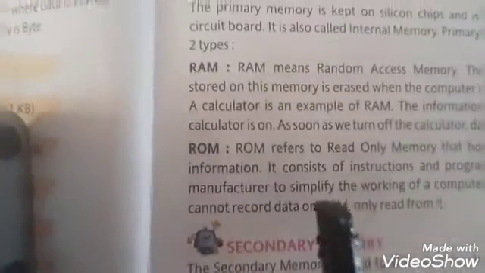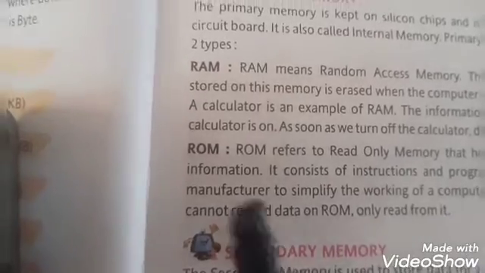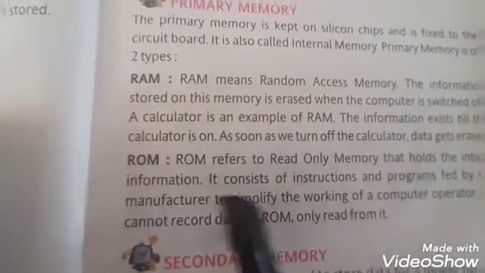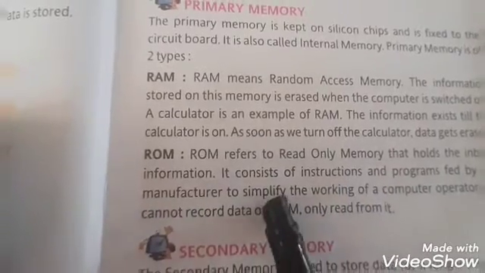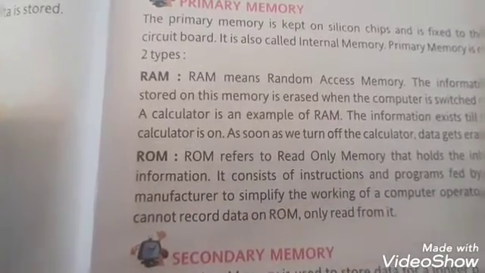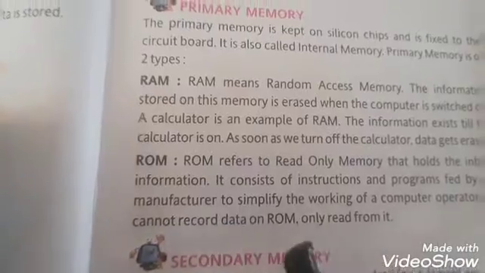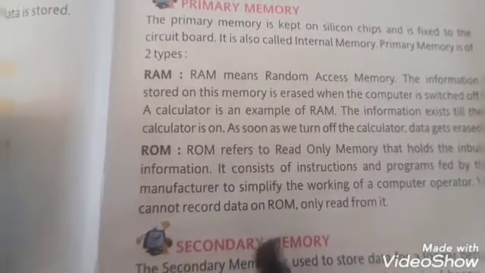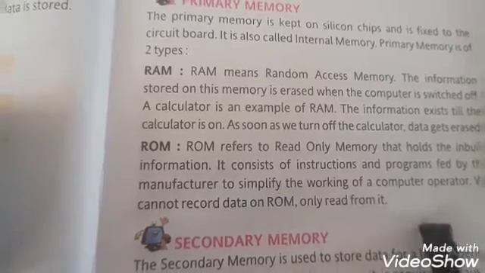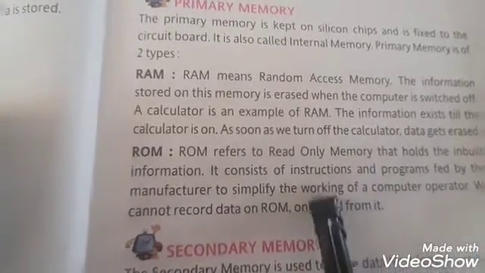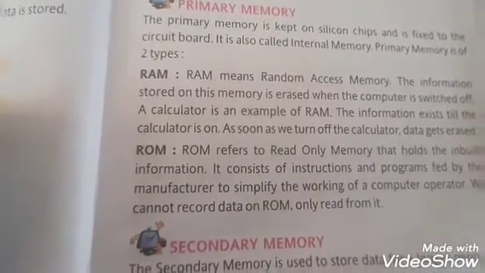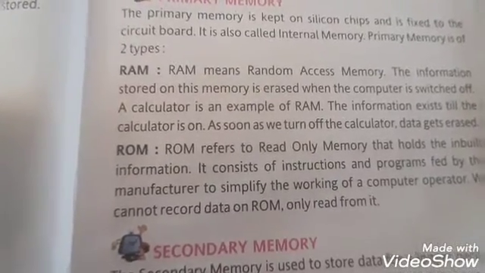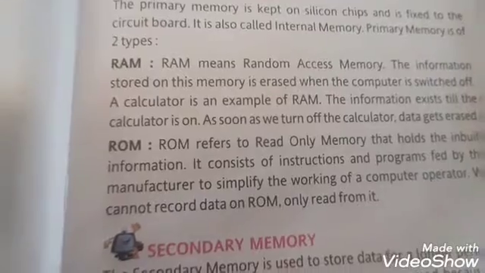Now ROM. ROM refers to read-only memory that holds the inbuilt information, which means whatever the information of the system is, it is in the read-only memory. It consists of instructions and programs fed by the manufacturer to simplify the working of a computer operator. We cannot record data on ROM, only read from it. Means it consists of all the instructions and programs that the manufacturer inserted into the computer, so that we can work on the computer properly.